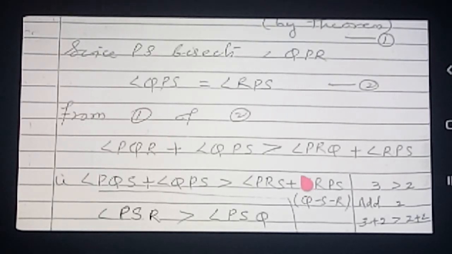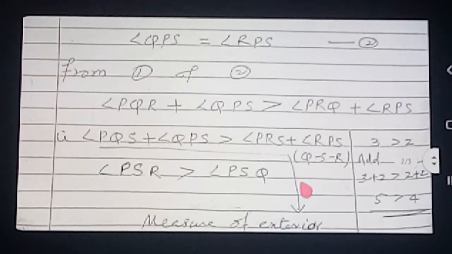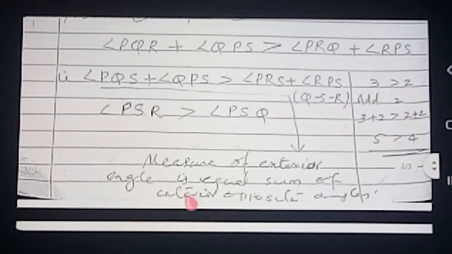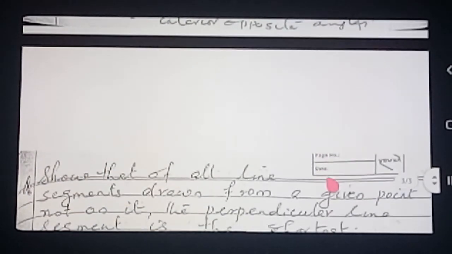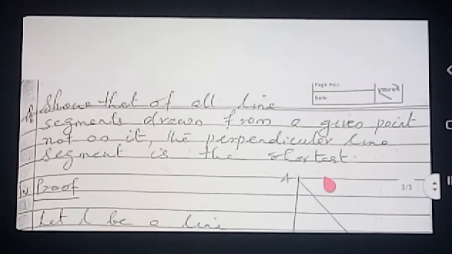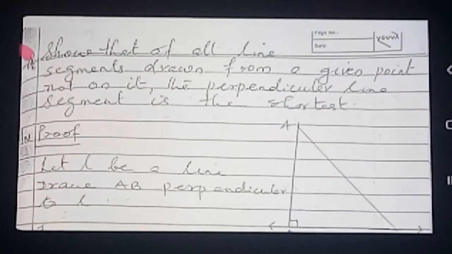Okay, so I have written the reason here for your understanding. The measure of the exterior angle is equal to the sum of the interior opposite angles. Okay, one more sum is remaining in this chapter, so we can complete that also, so that this chapter will finish.